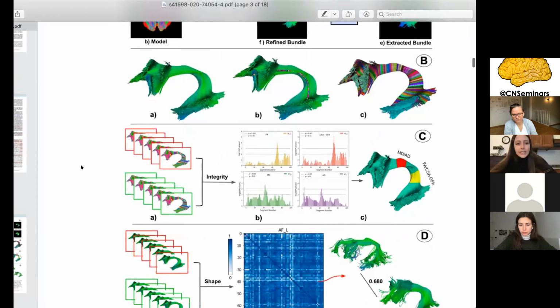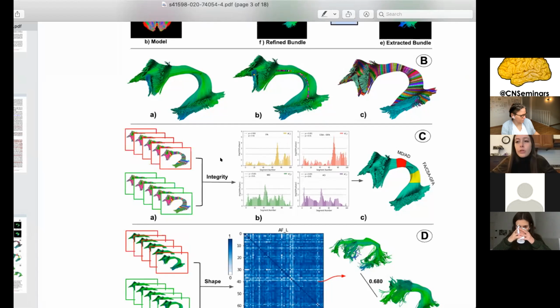meaning that we use the bundles that we segmented in the two populations. So here we have two groups. For example, the red one is the patient one, and the green one is the healthy controls one. We have the reconstruction and the segmentation of the bundle in all the subjects for the two groups. And then an analysis to see whether the two groups significantly differ in some segments of the bundle of interest, which is done through a linear mixed model.